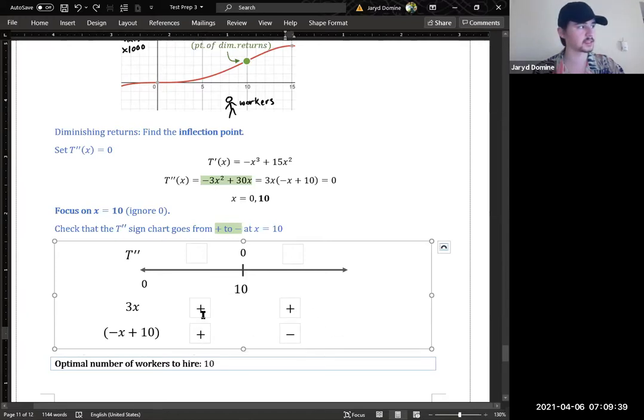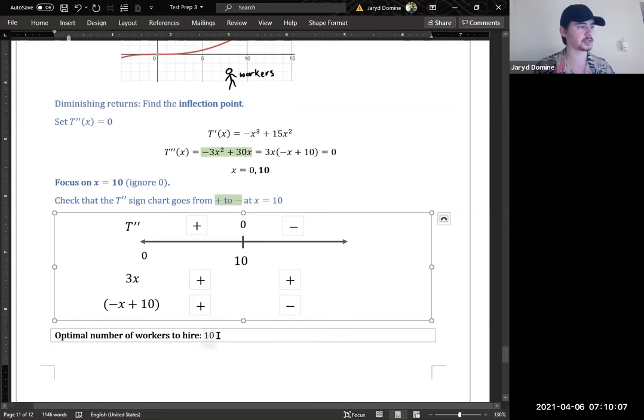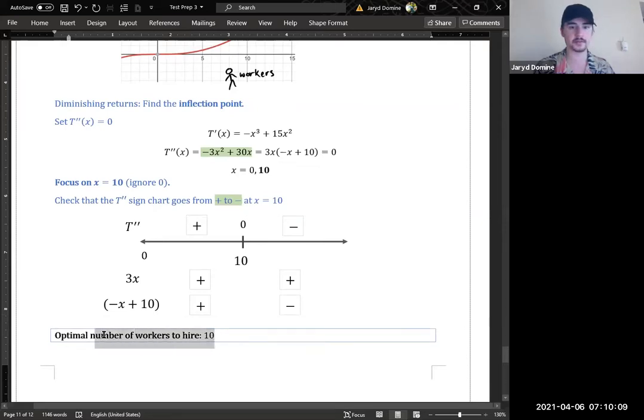So this is how Mrs. Seats does it. She just looks at the terms individually. On the left, they're both the same sign, so that's positive. On the right, they are opposite signs, so that's negative. When you multiply them together, you get a negative number. At this point, you've shown everything that you need to. The second derivative goes from positive to negative. You're good. And so the answer to the question is the optimal number of workers to hire is 10.